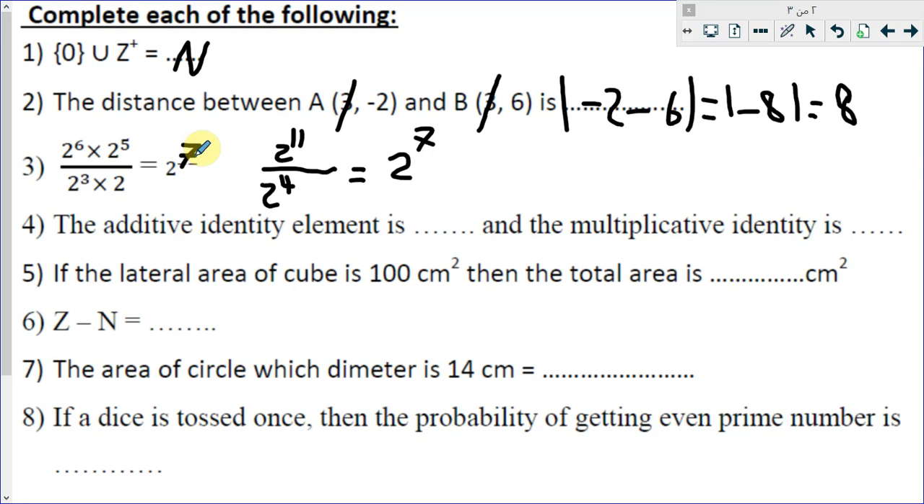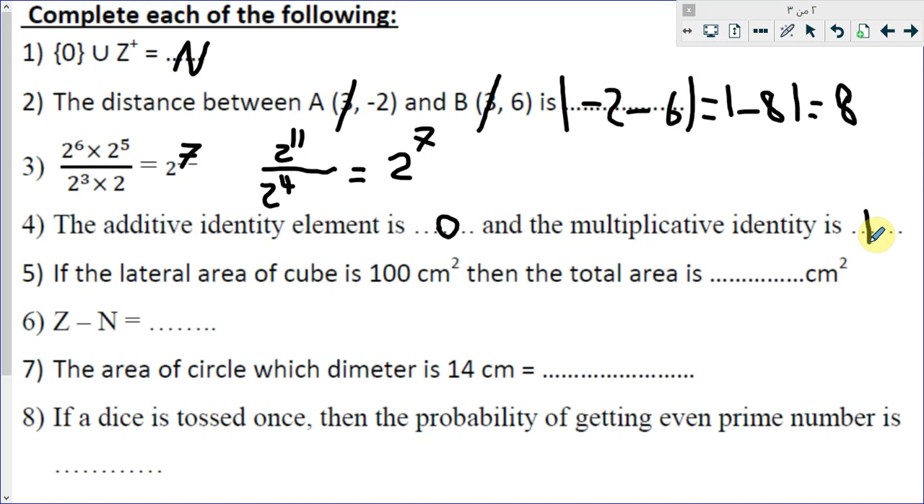The additive identity element, you should save it. Additive identity element is 0. And the multiplicative identity is 1. What is the meaning of identity element in addition or multiplication? The identity element means a number that will not change anything in our operation. 0 in addition doesn't change anything in our operation. 0 plus anything will give us the same thing. 0 plus 2 equal 2, 0 plus 4 equal 4, and so on.